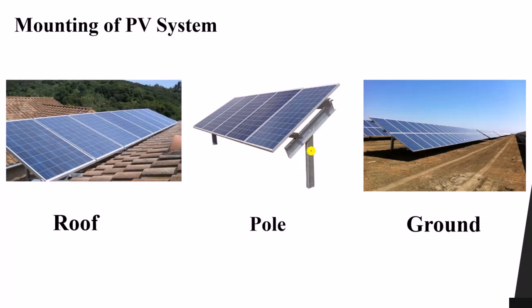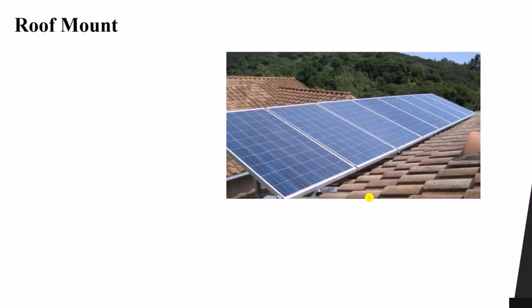We have pole mounting on a pole here, as you can see, and we have ground mounting, which is used for large PV systems or mega PV systems. Now the roof mount, you will find that it is simple and cheap to install because you are just installing the PV panels on the roof itself.